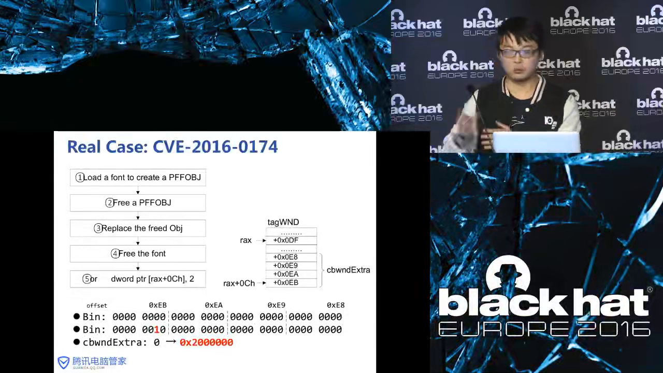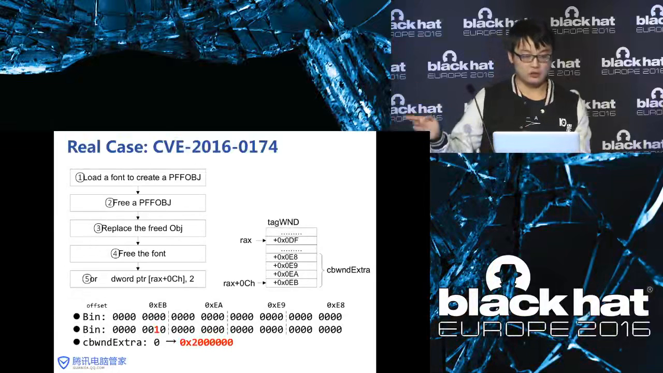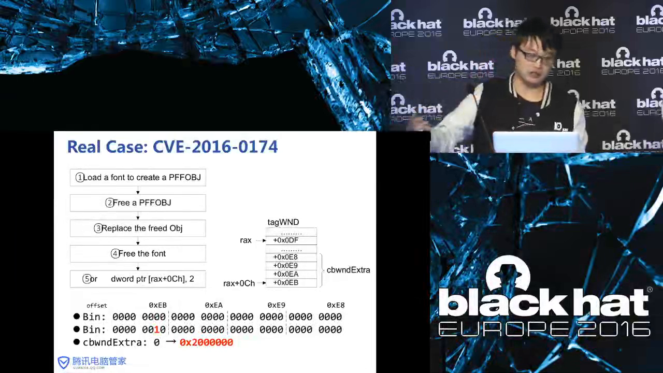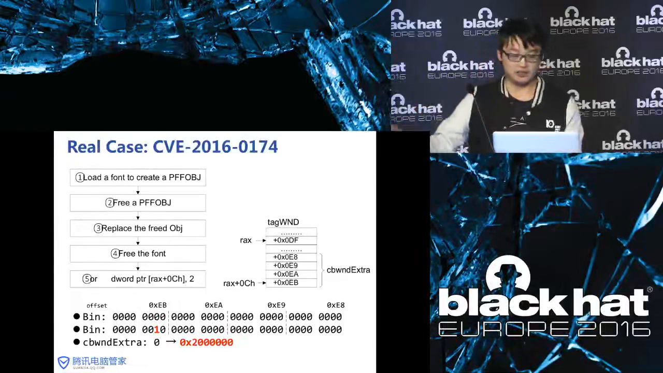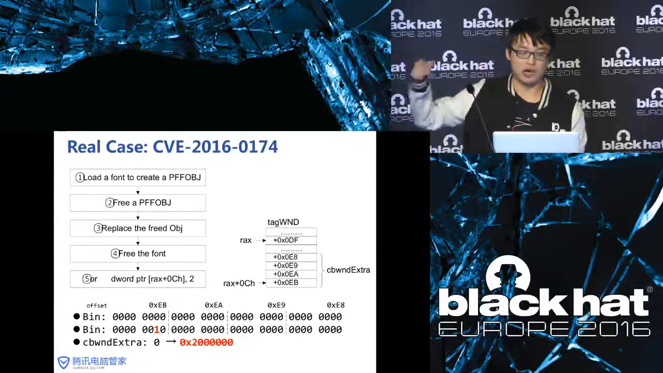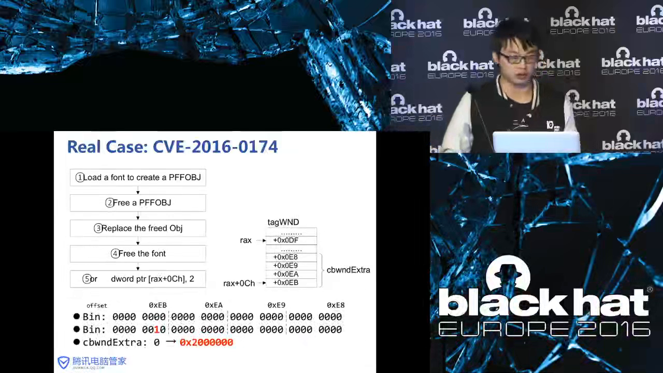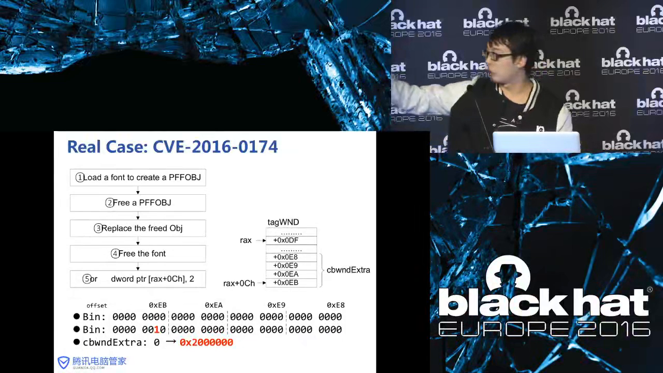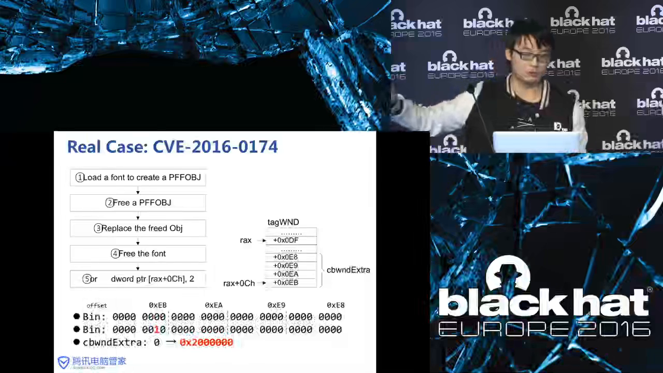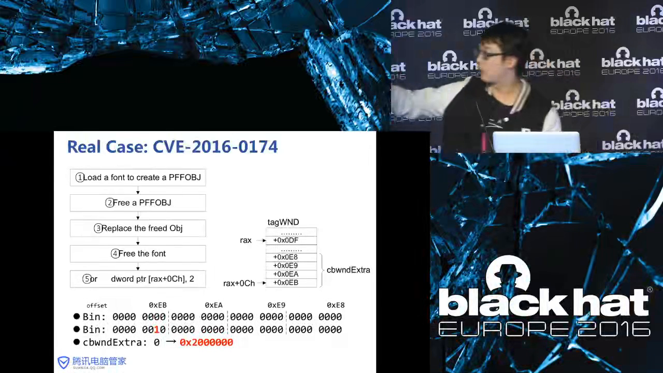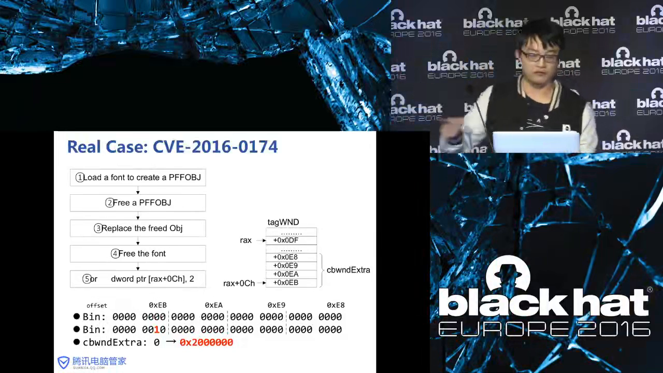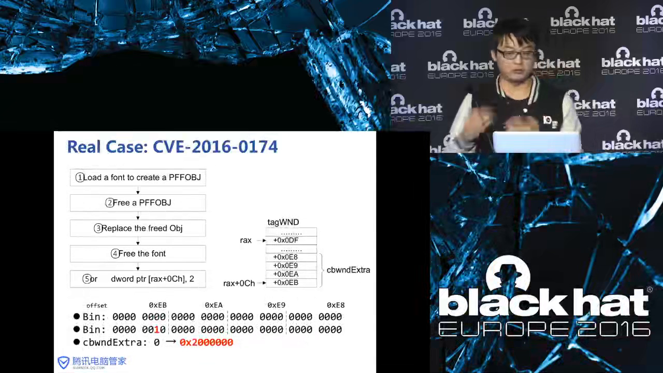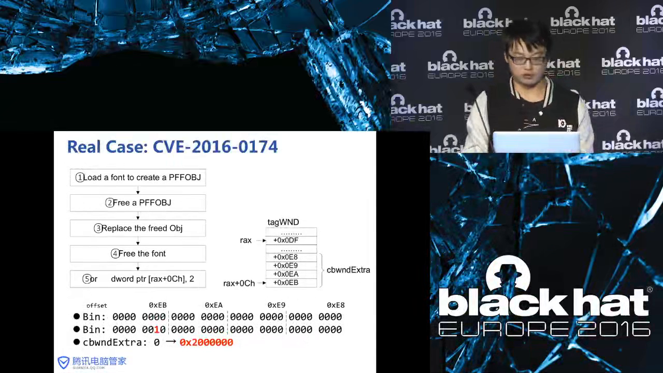We can let RAX point to offset DF in the tagWND, then plus hex C, and we will reach the highest byte of the cbWndExtra. What we need to do now is execute the assembly code OR DWORD PTR [RAX+0Ch], 2, and we can change the size of cbWndExtra from 0 to 0x02000000.